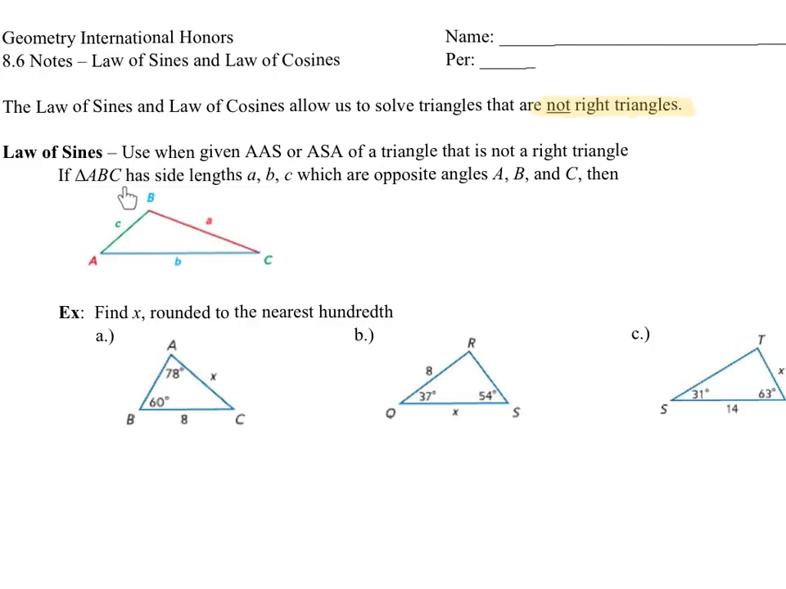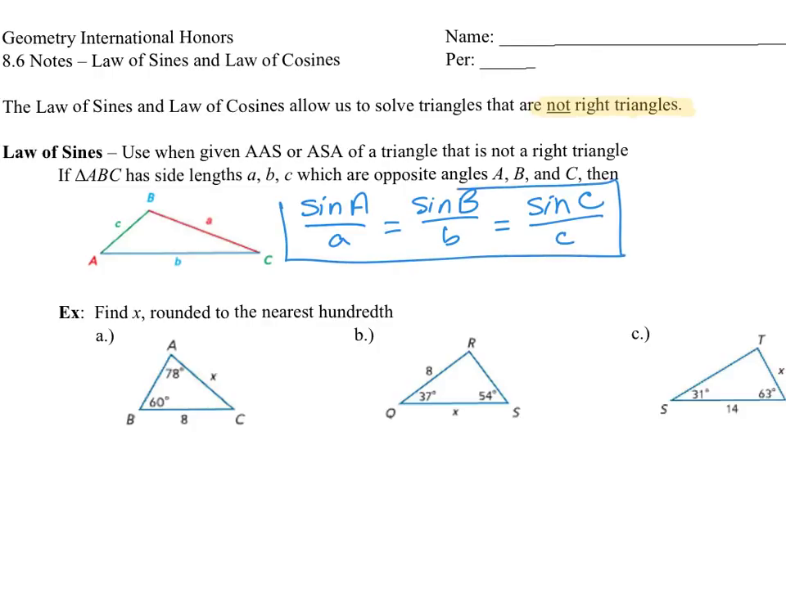If we have a triangle ABC that has side lengths a, b, and c, so notice, for example, little a is the measure of the side opposite angle A, and little b is the measure of the side opposite angle B, and little c is the measure of the side opposite angle C, then the following is true. The law of sines says that if we take the ratio of the sine of angle A to the measure of the side opposite angle A, that ratio is equal to the sine of angle B to the measure of the side opposite angle B, and that is equal to the sine of angle C to the measure of the side opposite angle C.